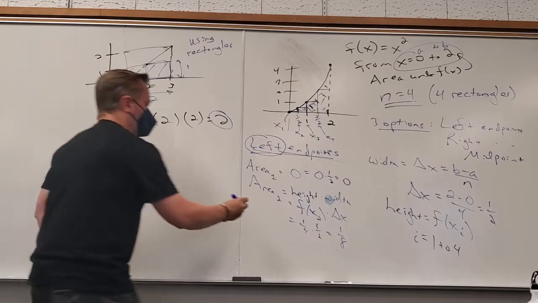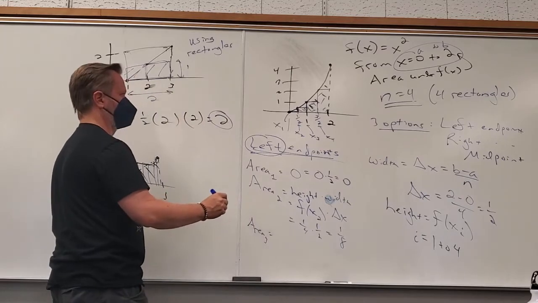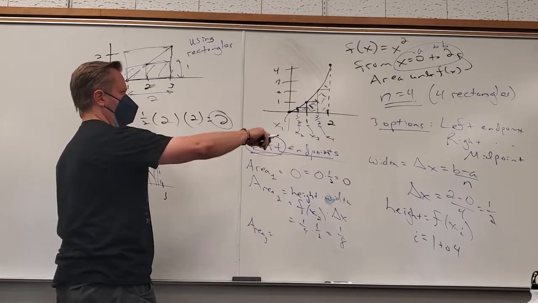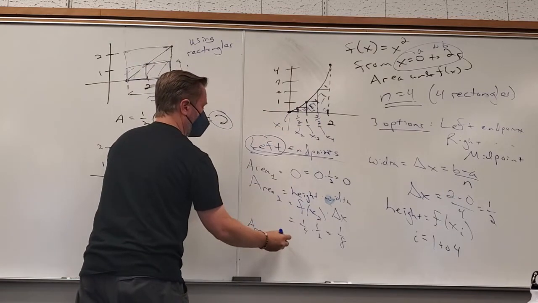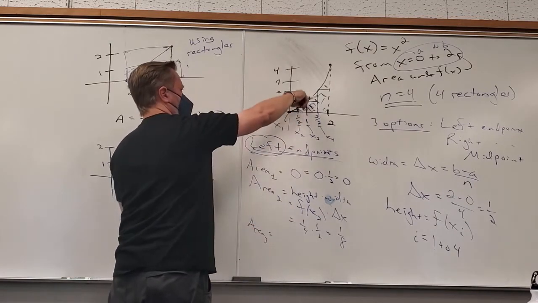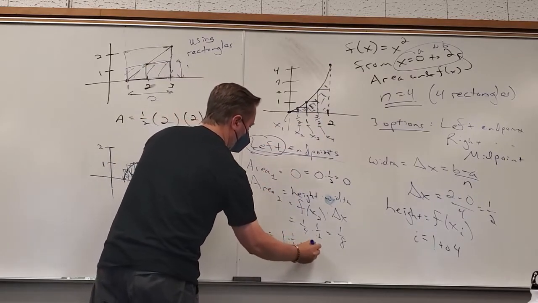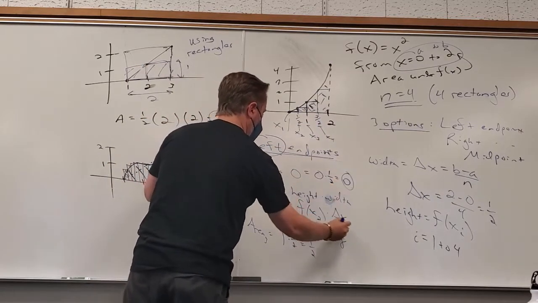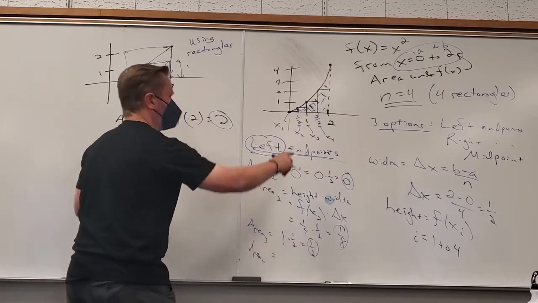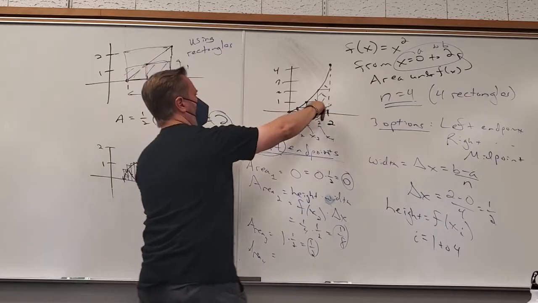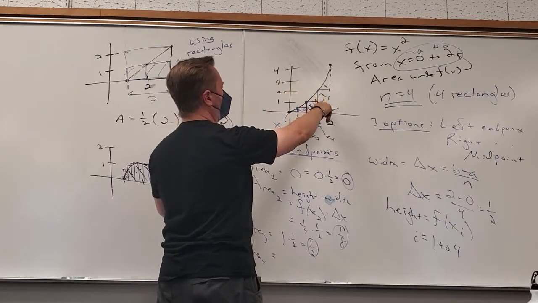So what's the third rectangle? 1. So what's the height? What's the height? 1. What's the width? 1/2. There you go. Cool. I like it. And what's the fourth rectangle's area? 9/8. That'll be 3/2. I got going to 2, but that's fine.